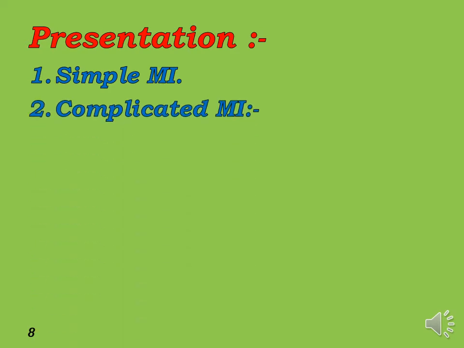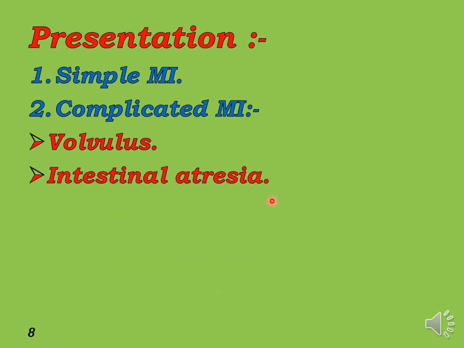In the presentation, we have either simple meconium ileus, which can be treated by conservative treatment, medical management, or complicated meconium ileus. It means it causes complications and needs surgical intervention. These are either volvulus, because the bowel will be heavy in one part of the bowel loops and may twist around itself, or causing intestinal atresia.